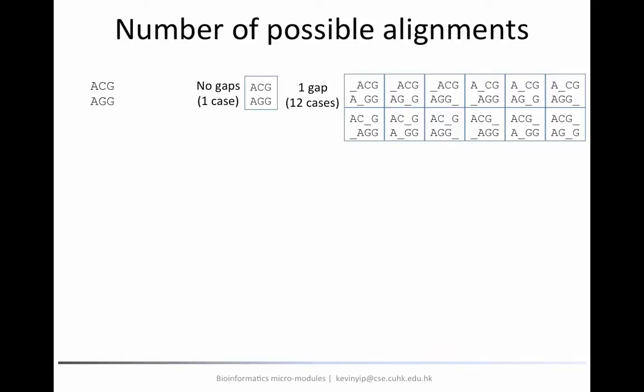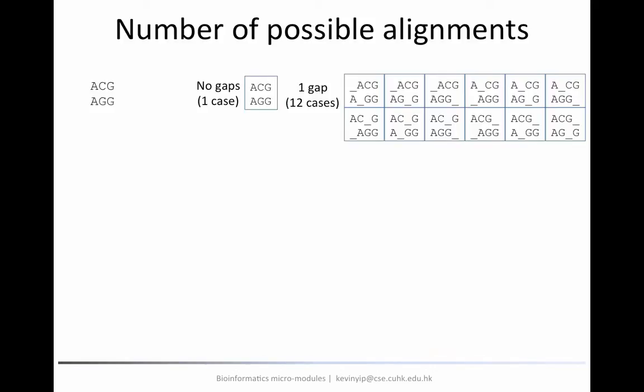How can we find out this number 12? The way is like this. We want to insert a gap to the first sequence. There are 4 possible positions that we can insert this gap, namely before the A, between A and C, between C and G, and after G.